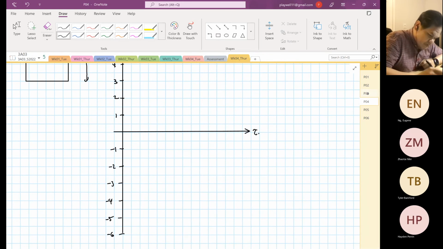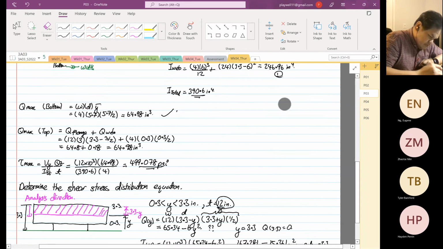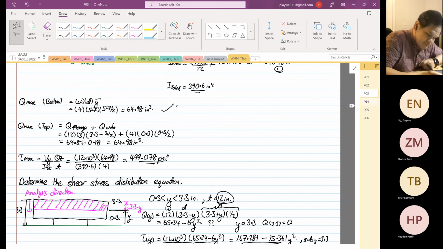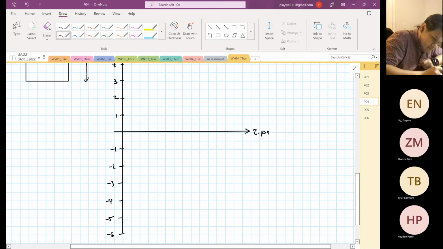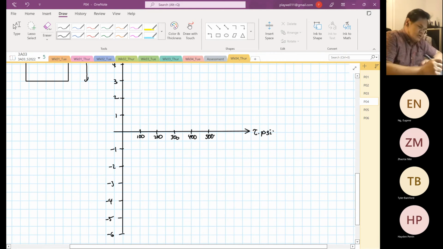So this is your shear stress. And from our calculation, we realize that the maximum shear stress is at 500 PSI. So this would be 100, 200, 300, 400, 500. And where is our 0? This is where we have our centroid.